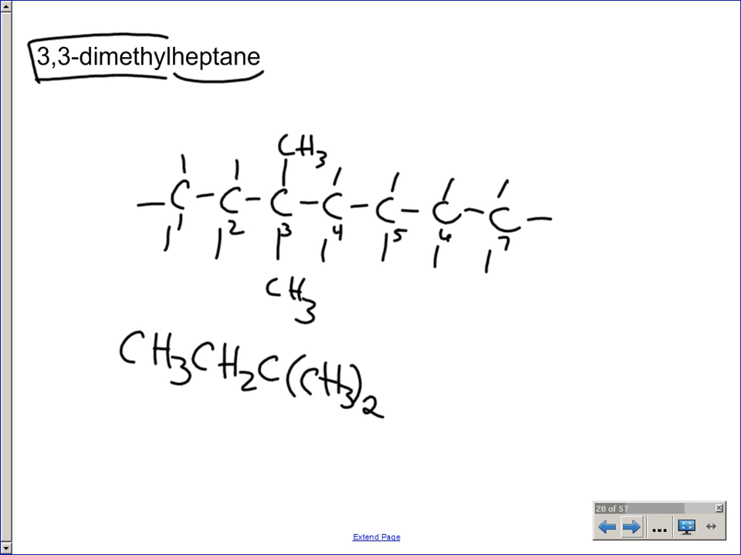You've got another carbon with two H's. Carbon, two H's. Carbon, two H's. Carbon, three H's. And if you want to check, 1, 2, 3, 4, 5, 6, 7, we have hep, which is our given example, heptane.